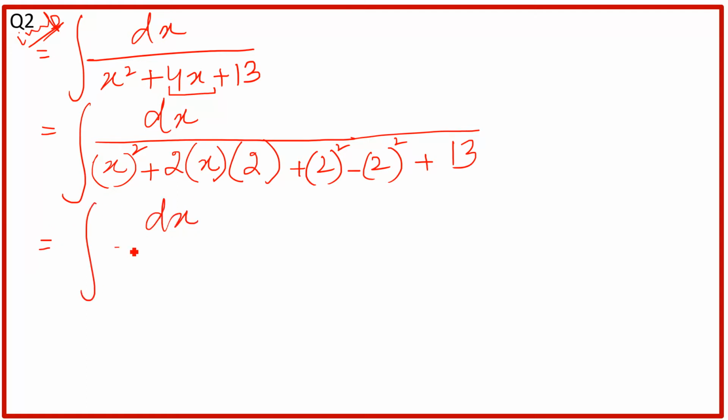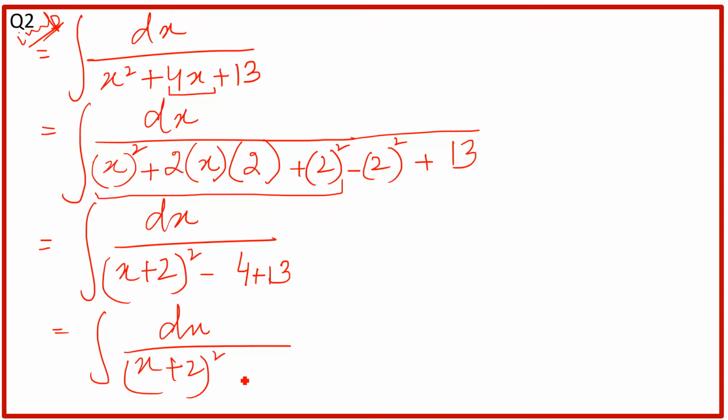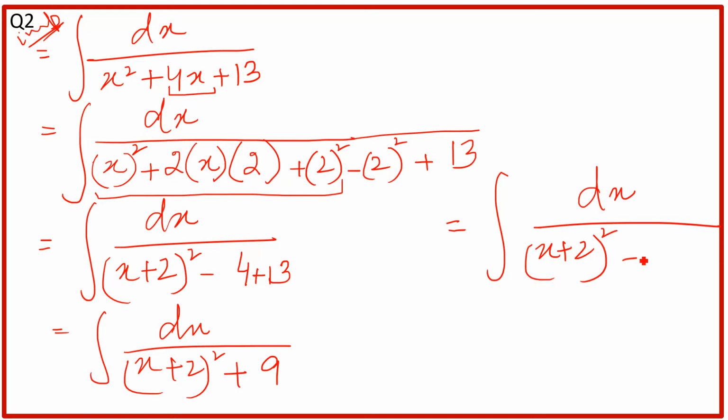So it is dx over (x plus 2) whole square, which is (a plus b) whole square, minus 4 plus 13. So we have dx over (x plus 2) whole square plus 9. Then we will move to the next screen. So it is (x plus 2) whole square, and this 9 is also the square of 3.